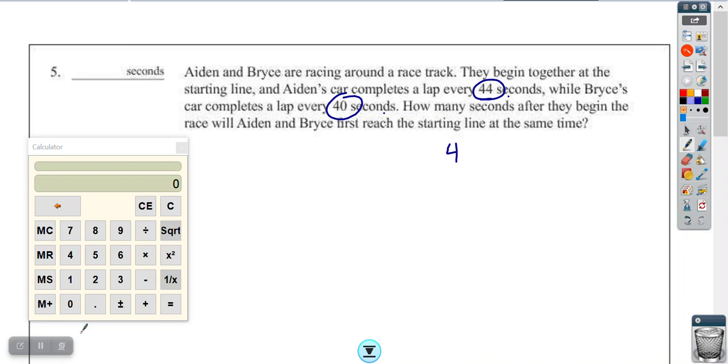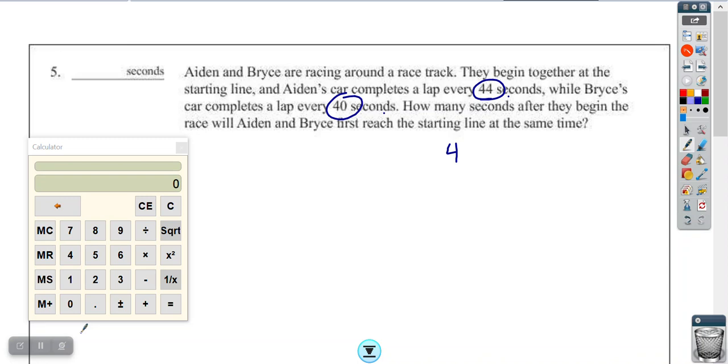They begin together at the starting line, and A's car completes the lap every 44 seconds. Bryce's car completes the lap every 40 seconds. How many seconds after they begin the race will A and B first reach the starting line at the same time? Well, the first thing I notice is that's a 4-second difference, right?